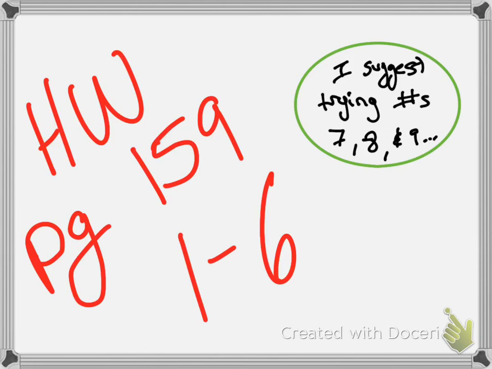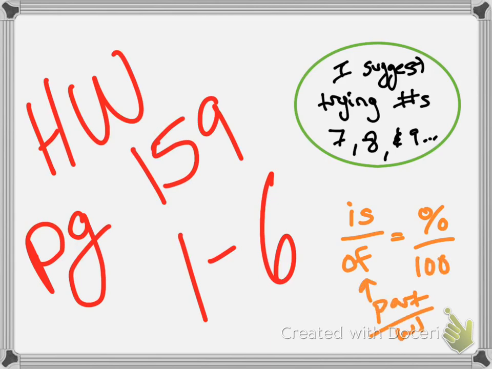Your homework for tonight is going to be page 159, numbers 1 through 6. And I also suggest trying numbers 7, 8, and 9 because the more you try, the better. Just make sure you remember, is over of equals percent over 100. And is over of means part over whole. Thank you guys.